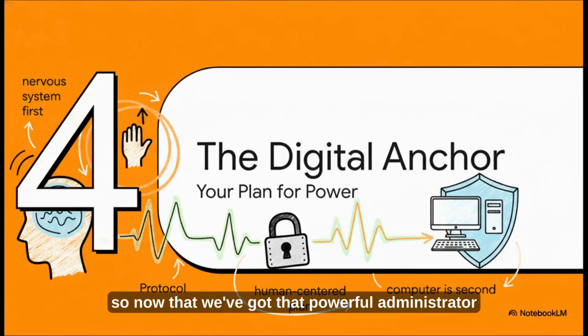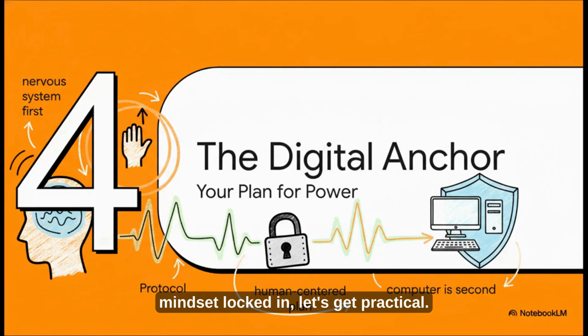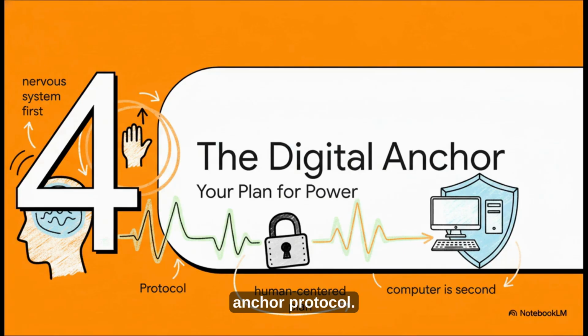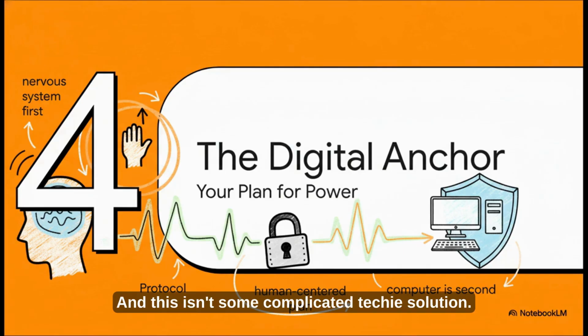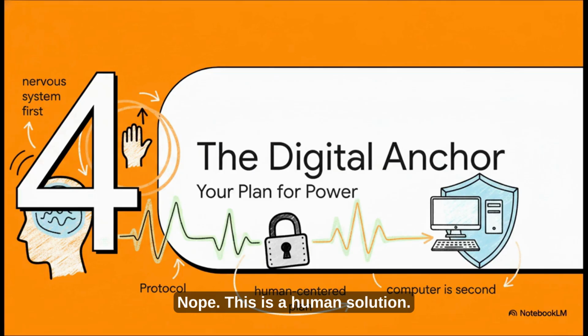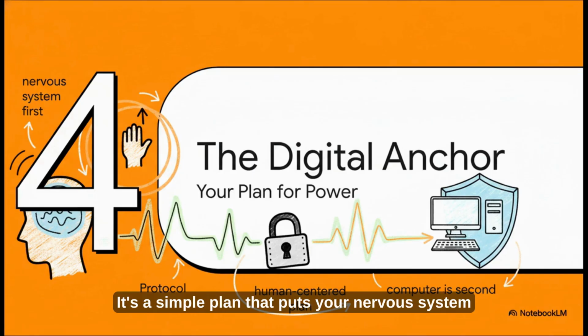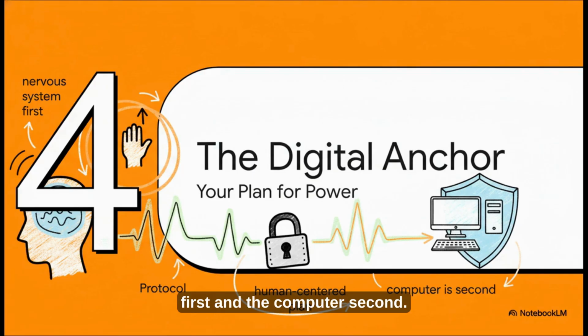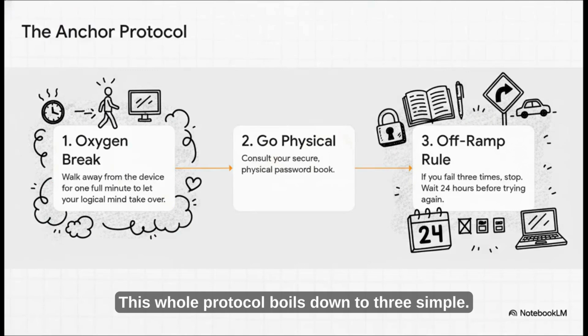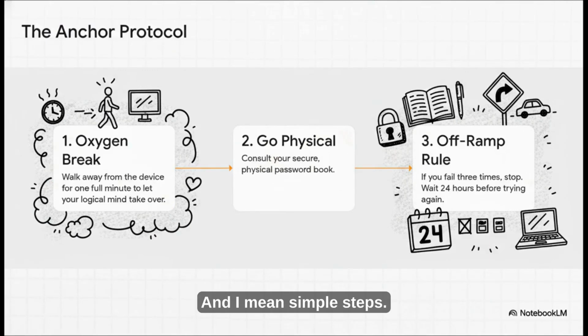Okay, so now that we've got that powerful administrator mindset locked in, let's get practical. Section 4 is where we introduce the Digital Anchor Protocol. And this isn't some complicated techie solution. Nope, this is a human solution. It's a simple plan that puts your nervous system first and the computer second. This is your playbook for staying in control. This whole protocol boils down to 3 simple, and I mean simple, steps.